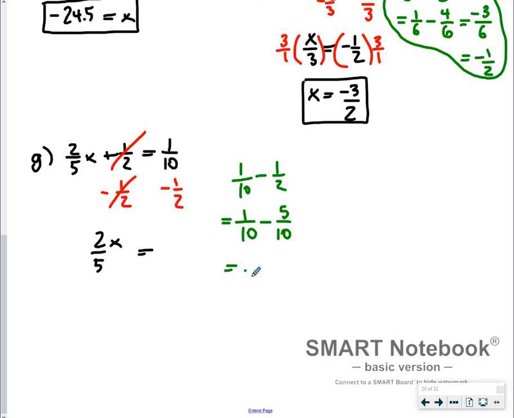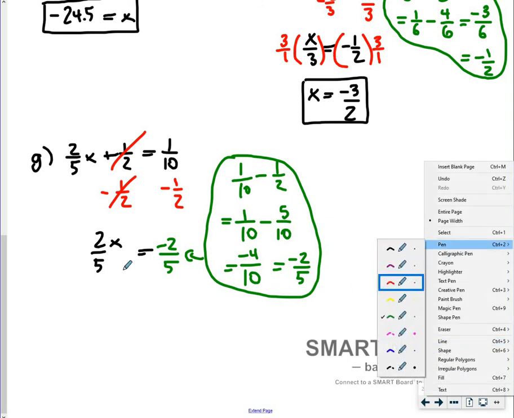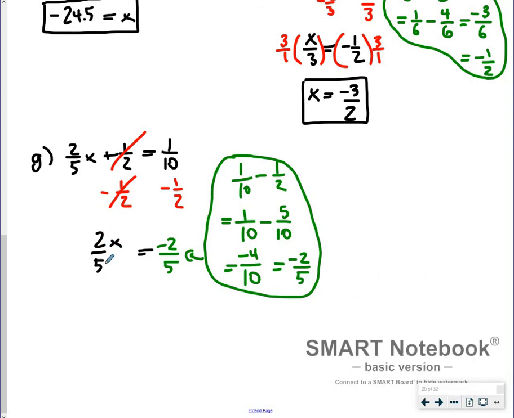That's great. So I keep that the same, and I do 1 minus 5 up top, which is -4/10. I can reduce that, both divisible by 2, so that would be equivalent to -2/5. So -2/5. And we're getting there. So that's the right side. And now I need to, again, get x on its own.